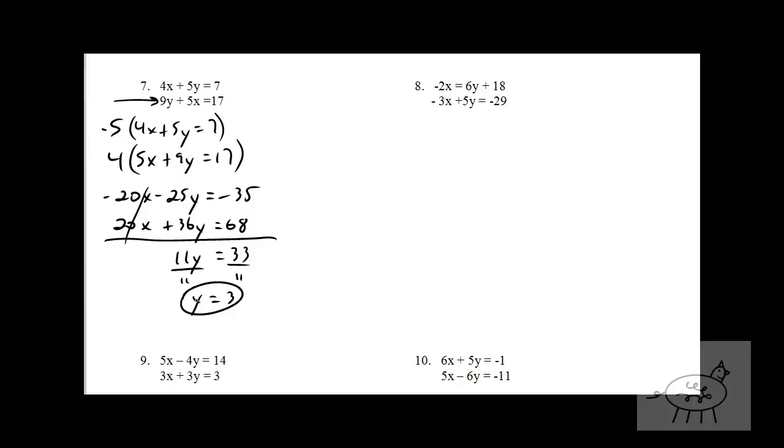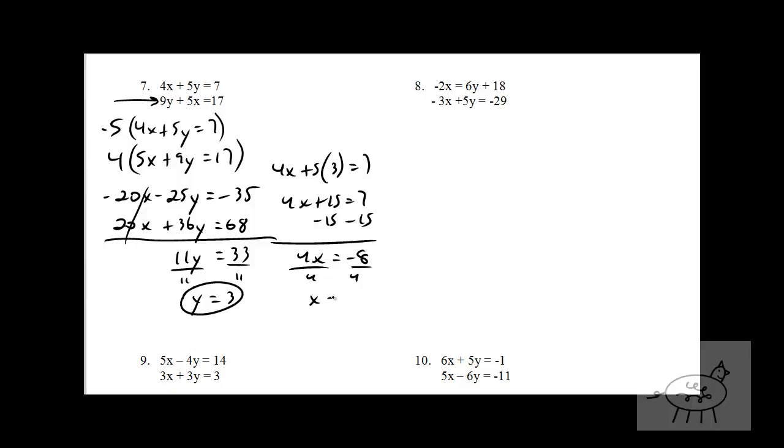I'm going to plug it back into the top equation, so 4x plus 5 times 3 equals 7, so 4x plus 15 equals 7. Subtract 15, and so 4x equals negative 8. Divide by 4, x equals negative 2. So my answer for this one is negative 2 comma 3. Okay. Next one.